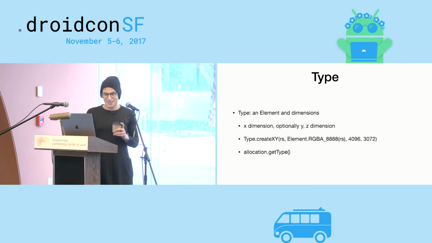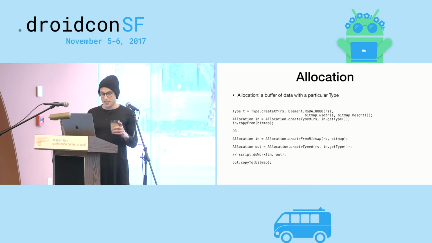A type is the next thing. A type has an element, so it describes an allocation. You're going to end up associating this with a raw buffer, and eventually we're going to create an allocation, and an allocation has a type. So I'm going to create this type. This is the type of the bitmap that we were talking about earlier. It's going to be 4K RGBA 8888, and we're going to create an allocation with that type.